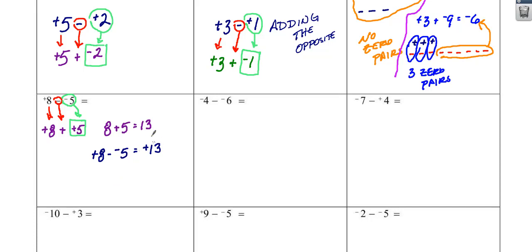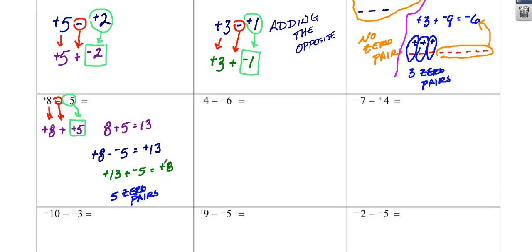So if that's true, then the positive 13, the answer, plus the -5 has to equal the 8. So the positive 13 plus the -5 has to equal the positive 8. Well, I have 13 positives. I'm adding 5 negatives. Those 5 negatives are going to cancel out 5 of those. There will be 5 0 pairs.